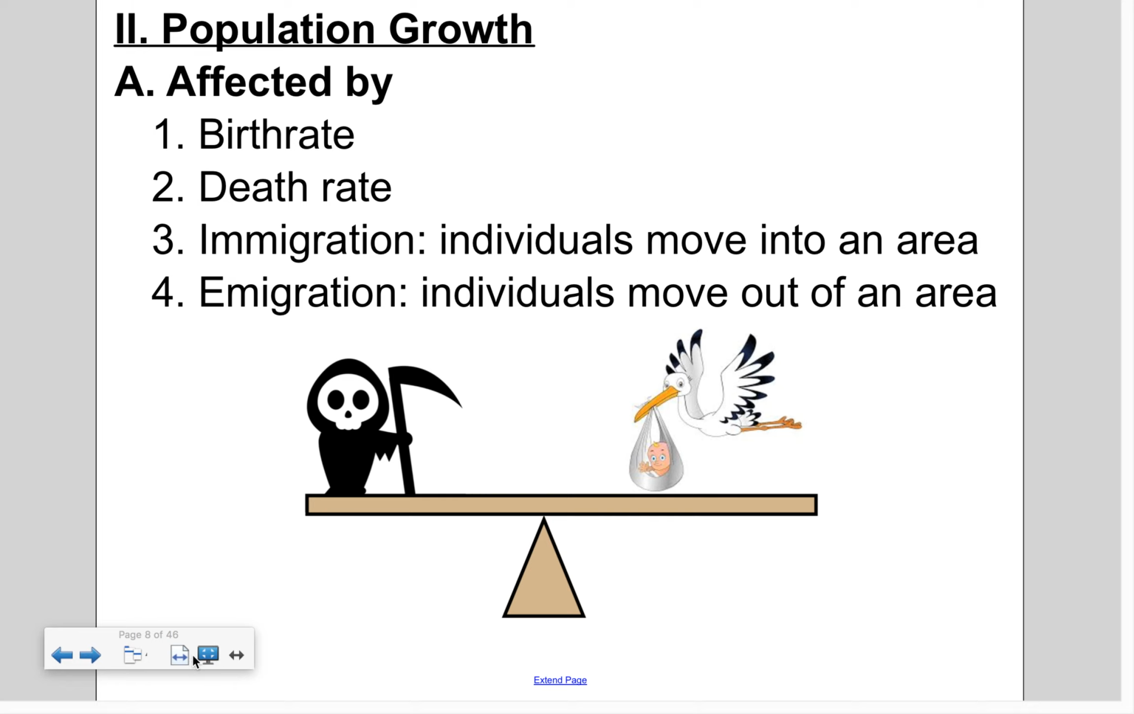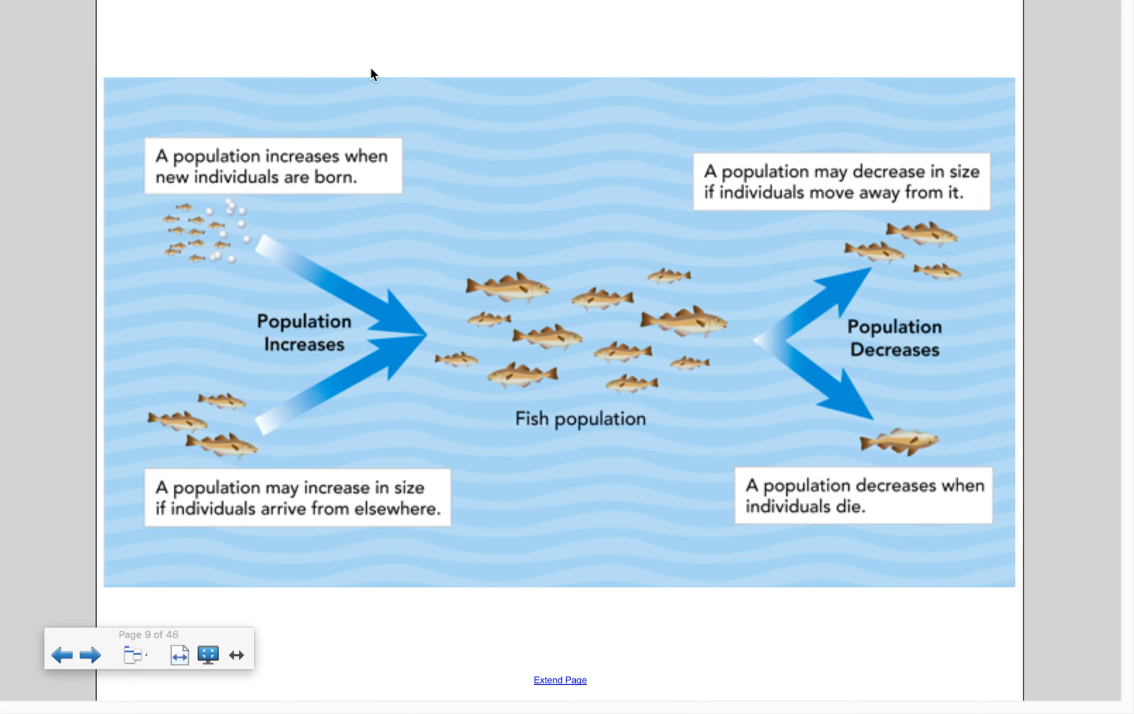So, but anyways, so yes, population increases when new individuals are born, or if they arrive from somewhere else, but your population can decrease if they move away through emigration, or if they die, hence the upside down floating fish.